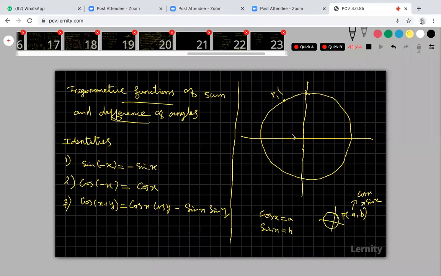This we have already discussed. So if you take a point P here, if this is your x, x is the angle, then this is your cos x, this is your sin x. Are you okay? Please try to understand. So this is your cos x, this is your sin x, right? Suppose I am taking another point P2. Suppose P2 is maybe here.